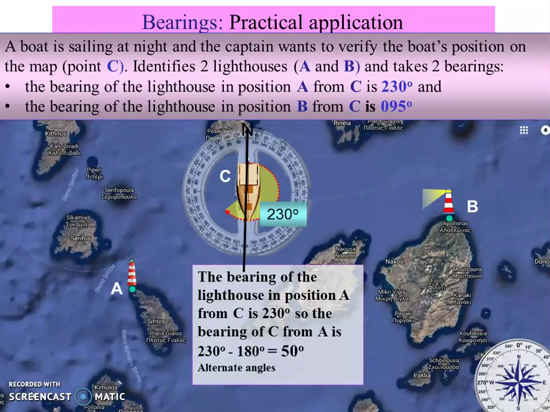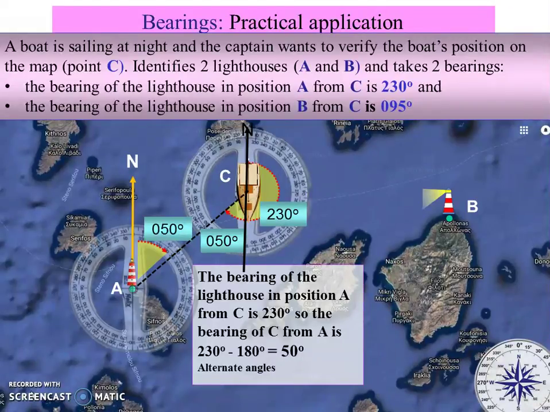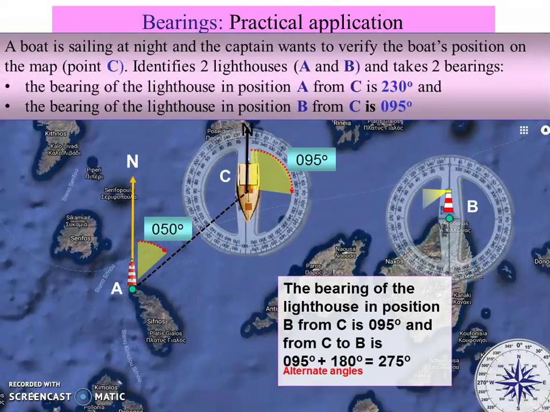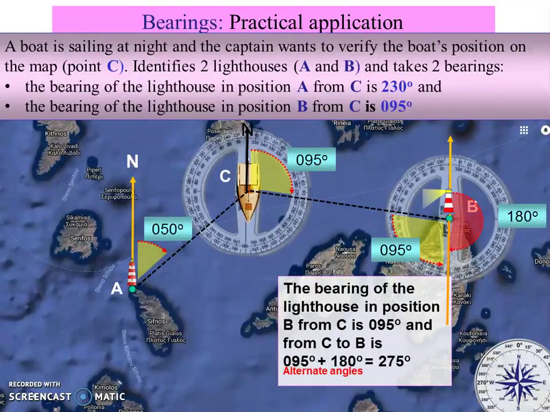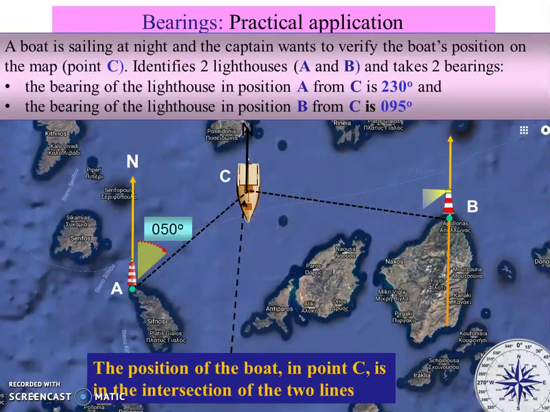So we place the protractor, we draw the north, we join the two points. So these alternate angles, 50 degrees. And we have the first line, and then we do the same with the bearing from the other lighthouse. Also 95 plus 180 degrees. So the bearing is 275. So the intersection of the two lines is where the sailing boat is at that moment.